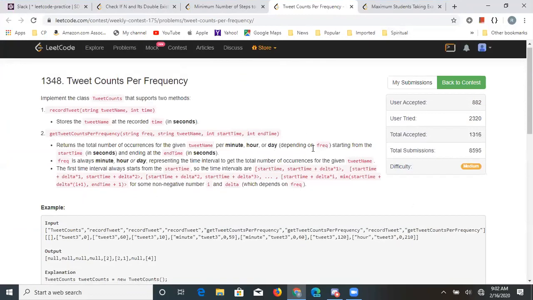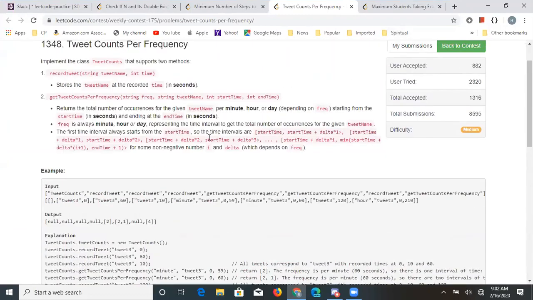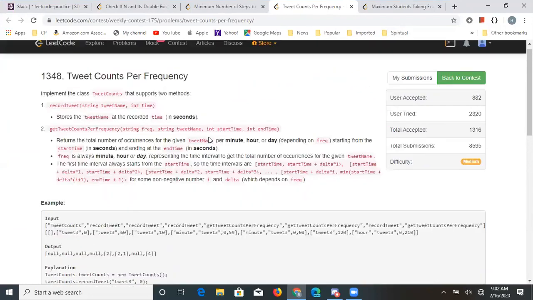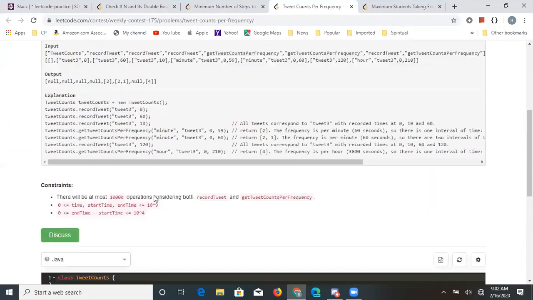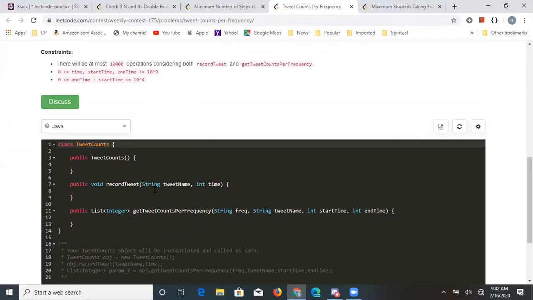Okay, this is a lot of things we are designing: tweet counts per frequency. To explain, let me first go to the definition here.